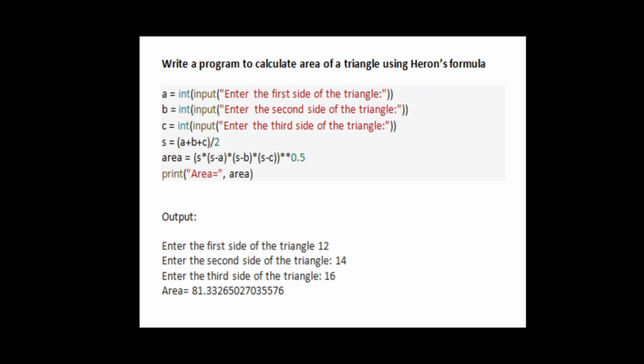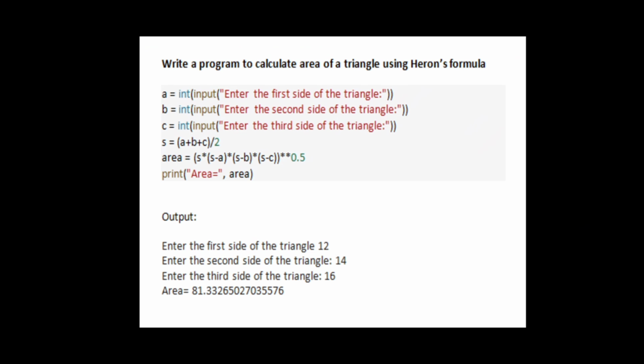Now write a program to calculate the area of a triangle using Heron's formula. Here A, B, C are the sides of the triangle. Then the formula is area equals root under S into (S minus A) into (S minus B) into (S minus C), where S equals (A plus B plus C) by 2. That's why we write the code in this fashion.